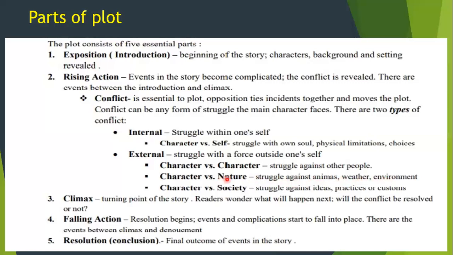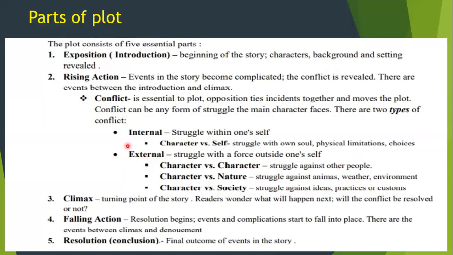صراع مع الطبيعة، مثل صراع مع حيوانات، مع طقس، مع بيئة معينة، كأنه يكون مثلا شخص في الشخصية رئيسية في القصة تكون في داخل غابة وتواجه مخاطر الطبيعة وغيرها. هذا يكون character with nature. The second type of conflict، النوع الآخر من أنواع الصراع الخارجي، character with society, struggle against ideas and practices or customs. الصراع ضد الأفكار، يعني صراع بين الشخص والمجتمع، بين التقاليد، الأعراف.